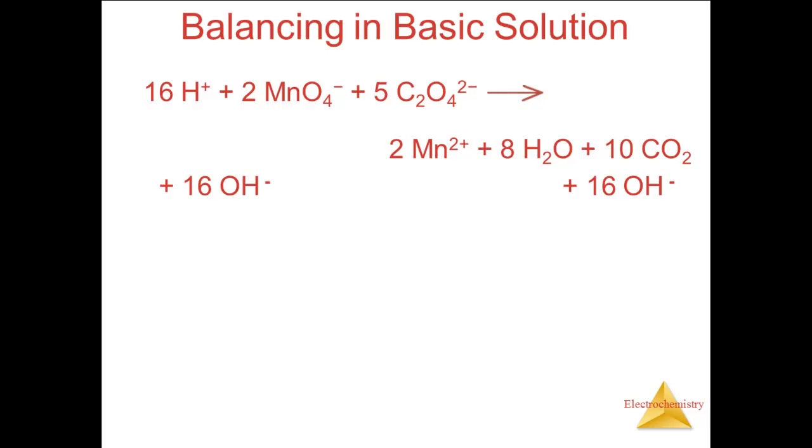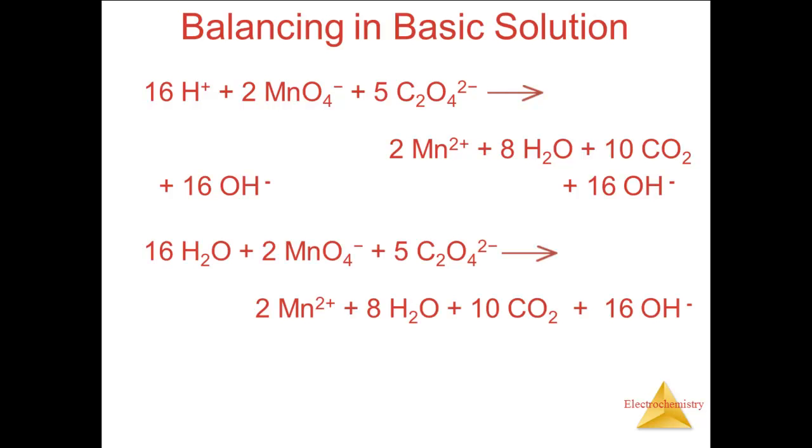The 16 H+ and 16 OH- in the reactants combine to make 16 H2O in the reactants. 8 of these are canceled with the 8 H2O in the products to give this reaction. Checking shows we have 16 hydrogen, 2 manganese, 10 carbon, and 36 oxygen on each side, and that we have a total charge of -12 in both the reactants and the products. So we have a balanced reaction in a basic condition.